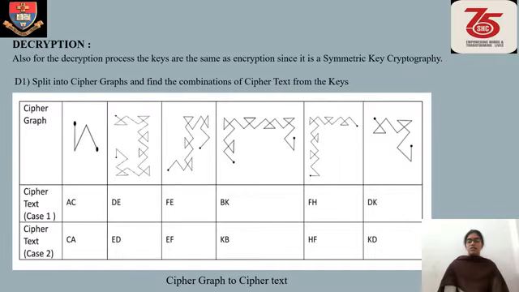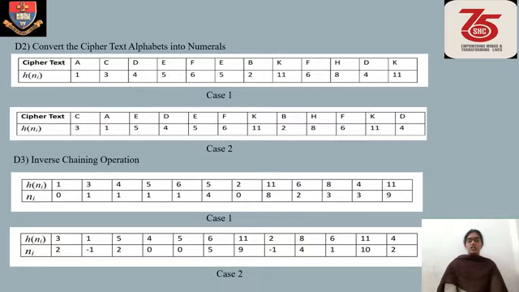For the ciphertext, we have two cases. For example, for case 1, the ciphertext is AC. For case 2, the ciphertext is CA, that is the reverse of that. Then the next step is to convert the ciphertext alphabets into numerals. Here also we have two cases.